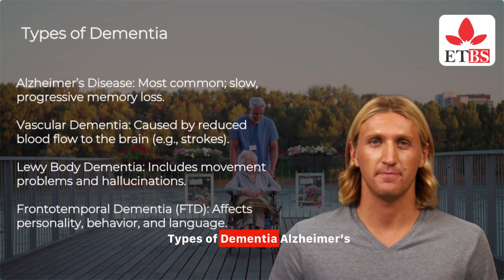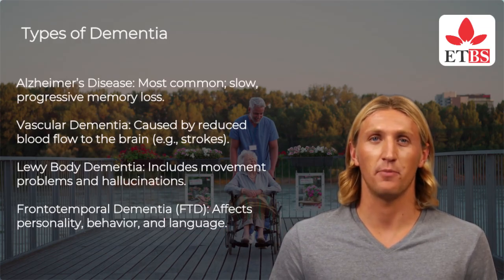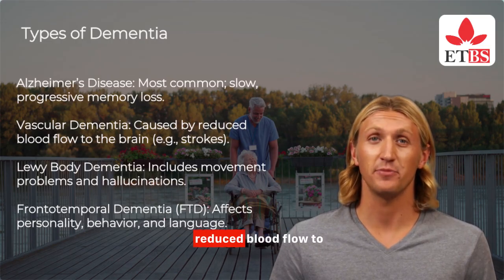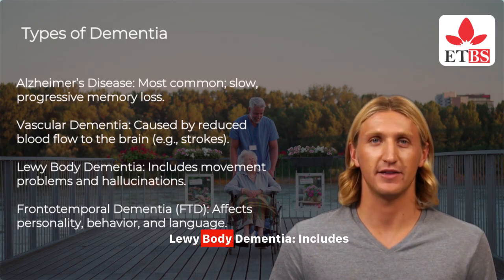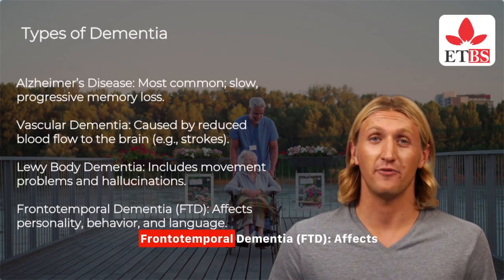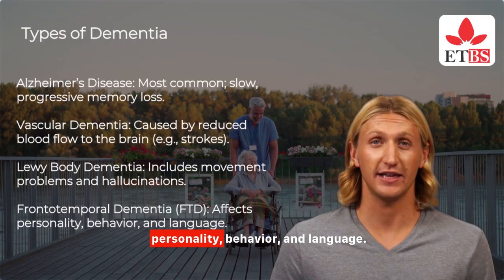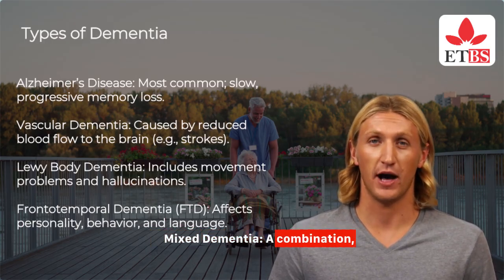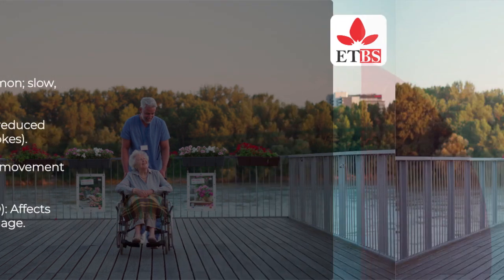Types of dementia: Alzheimer's disease, the most common, with slow, progressive memory loss. Vascular dementia, caused by reduced blood flow to the brain, for example strokes. Lewy body dementia includes movement problems and hallucinations. Frontotemporal dementia, FTD, affects personality, behavior, and language. Mixed dementia, a combination, often Alzheimer's plus vascular or Lewy body.